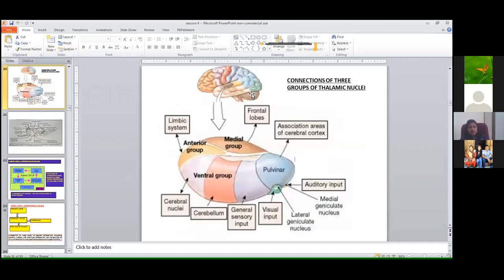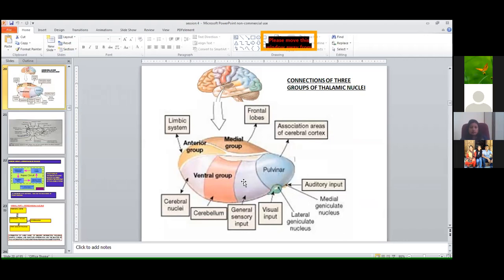This, if you remember, is very important. So the thalamus is divided into three groups of nuclei: anterior group, medial group, and lateral group. Again, the lateral group is divided into ventromedial, ventrolateral, ventroposterior, and ventroposterolateral. You just remember the anterior group nuclei will be connected to the limbic system, the medial group to the frontal lobe, then the ventromedial and ventroposterolateral to the cerebral cortex, then cerebellum.